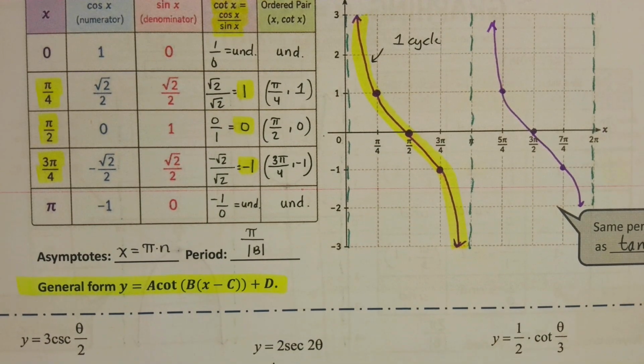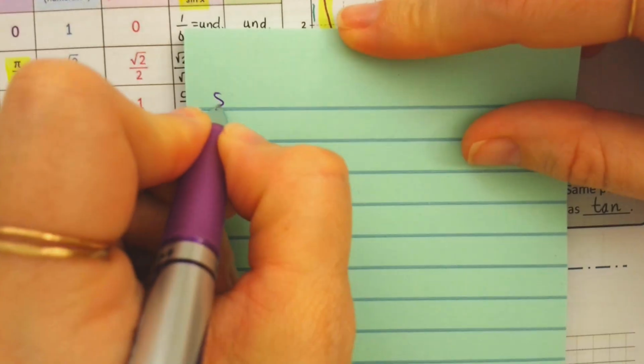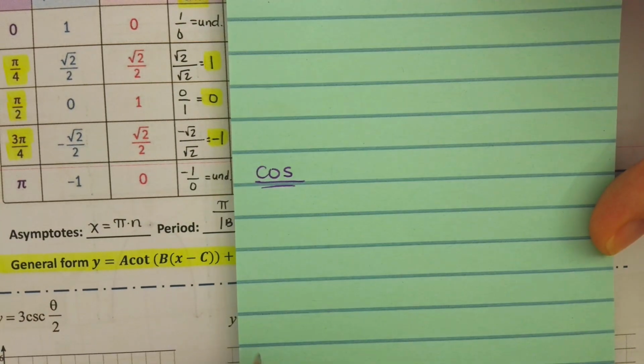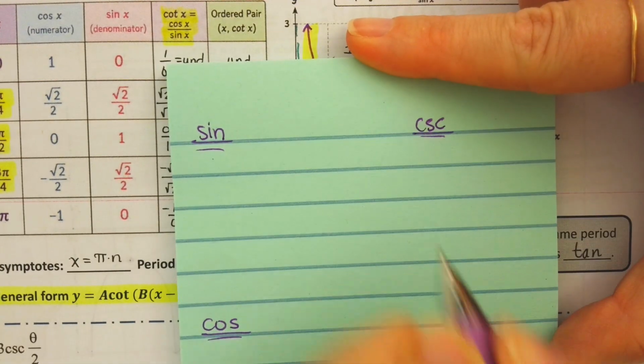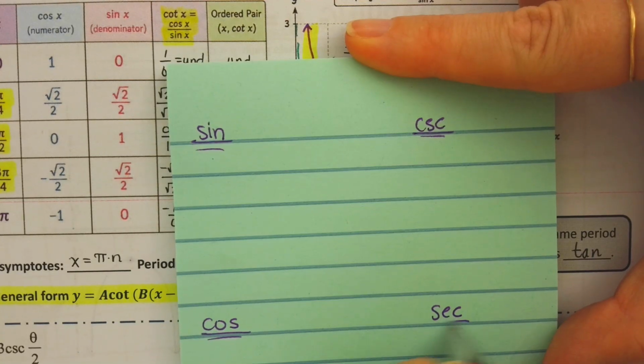All right, and then I'm going to just remind you real quick, we've officially covered all 6 of the trig functions. I'm going to remind you what they look like. So we have sine, cosine, tangent, and then the reciprocals. Reciprocal of sine is cosecant, and then secant, and then cotangent.